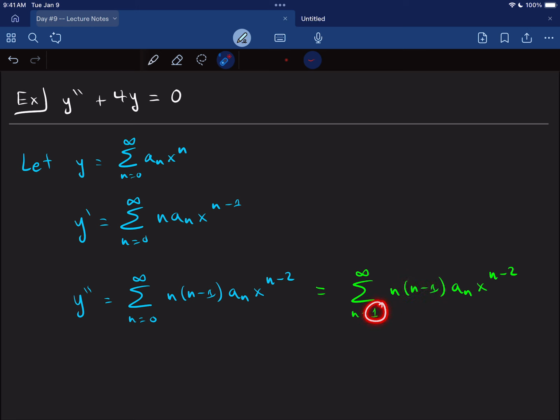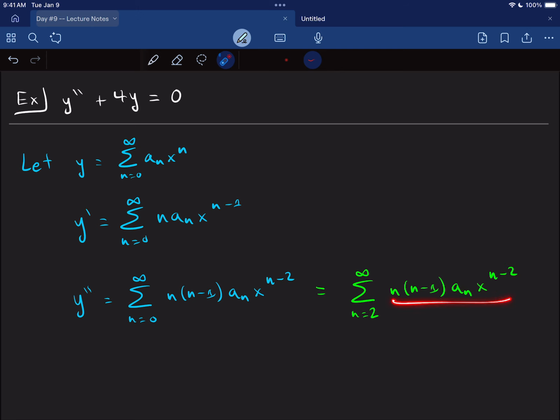So what I'm actually going to do is erase this and start it at 2. Now, if you're wondering, okay, wait, does this happen again? Well, take a look. If I plug in 2 right there, I have 2 times 1 times a sub 2 x to the 0. X to the 0 is just 1. There's nothing bad there, right?